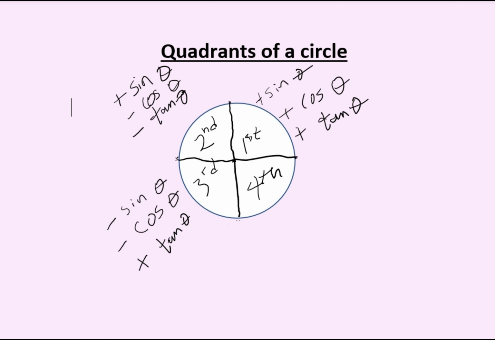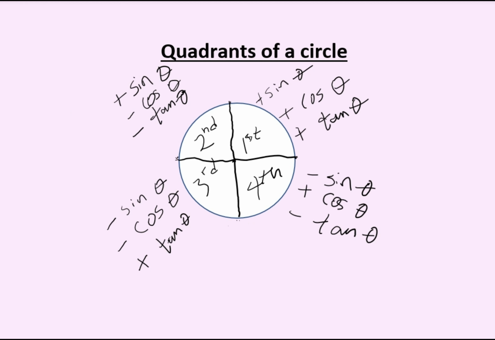For the fourth quadrant, only the cosine is positive. So we have minus sine theta, plus cos theta, and minus tan theta. Those are the signs of the trigonometric ratios of angles.